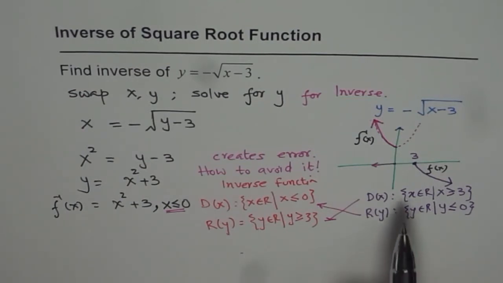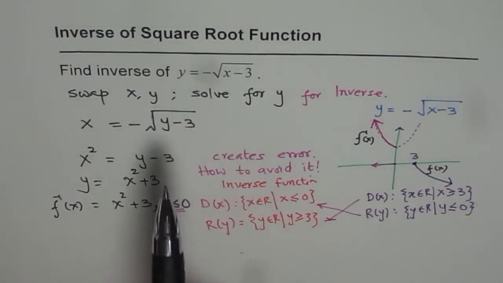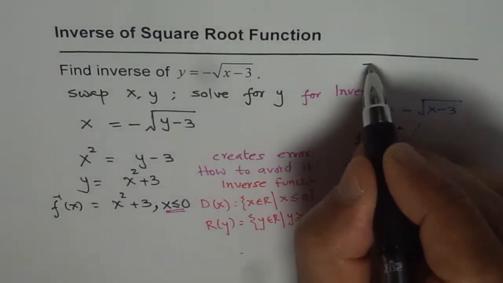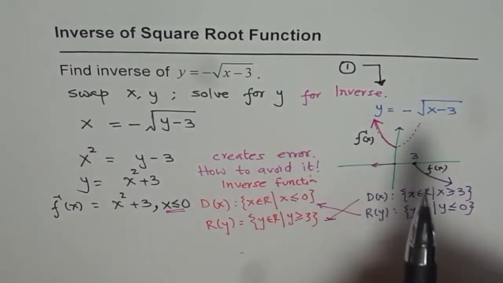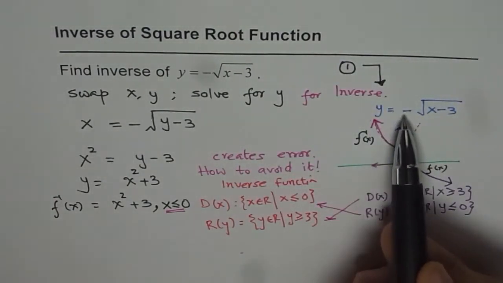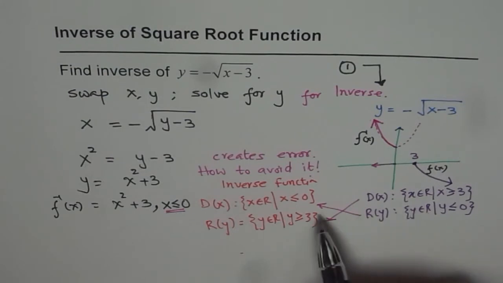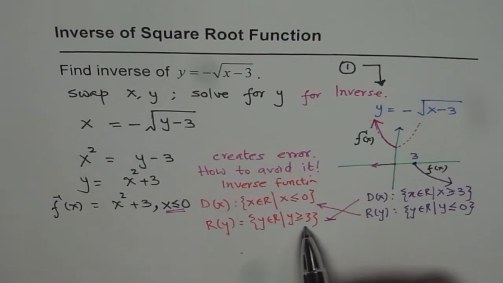Let's go back to the question. It says find the inverse of y equals minus square root of x minus 3. In such a case, we should first find the domain and range. So the first step is to look into the function. The very function is minus square root of x minus 3. It has a domain where x belongs to real numbers and is greater than or equal to 3. The range is real numbers but less than or equal to 0. Its inverse should have a domain where x is less than or equal to 0 and the range is greater than or equal to 3.